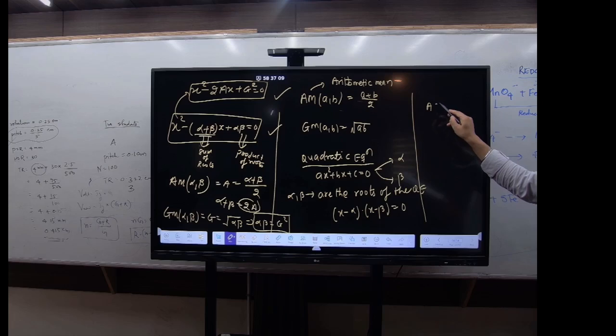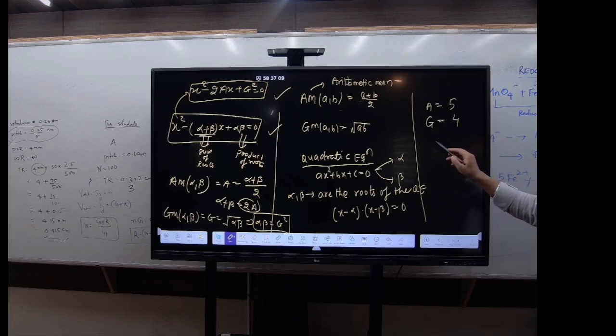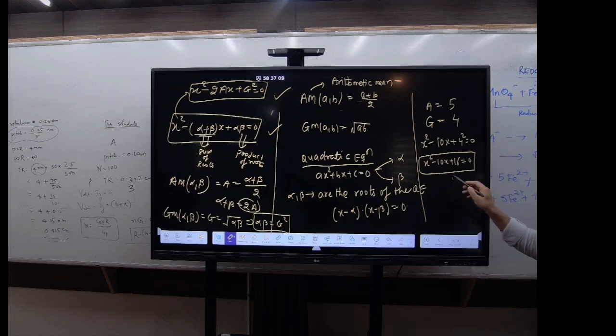What is given? Arithmetic mean of roots is given as 5 and geometric mean of roots is given as 4. So what is the equation? If the arithmetic mean and geometric mean of roots are given, we will use that equation. What will be the equation? X square minus 2 times arithmetic mean times x plus geometric mean whole square. So this will be x square minus 10x plus 16 equal to 0. Which option? Option number 4. Yes or no? So that you remember. So this is all about your sequence and series, only geometric mean.